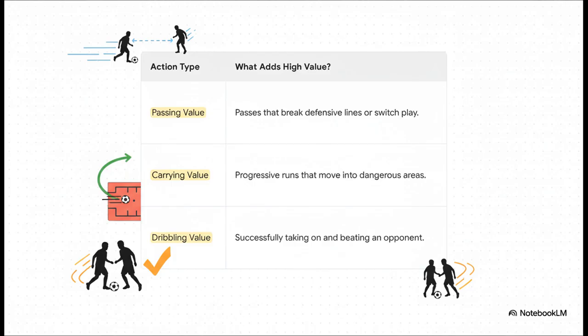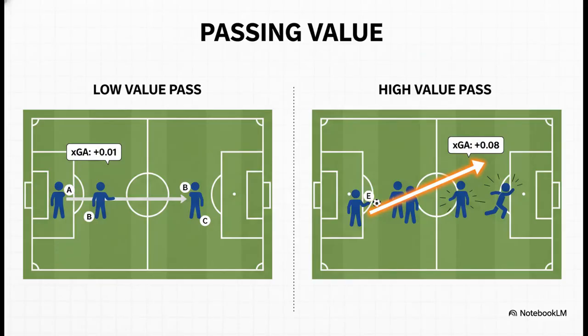So let's dig into each one a little bit. Now with passing, this isn't about having a 99% pass completion rate. A safe 5-yard pass to the side? That might have zero value, maybe even slightly negative. The passes that get the big rewards are the ones that break things, passes that slice through a defensive line, that switch the play to an open man, or find that runner getting in behind. Those are the passes that create absolute chaos for a defense.